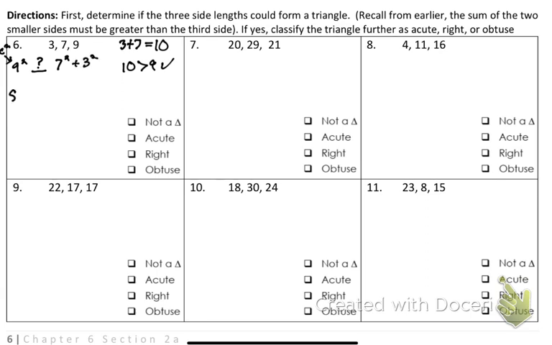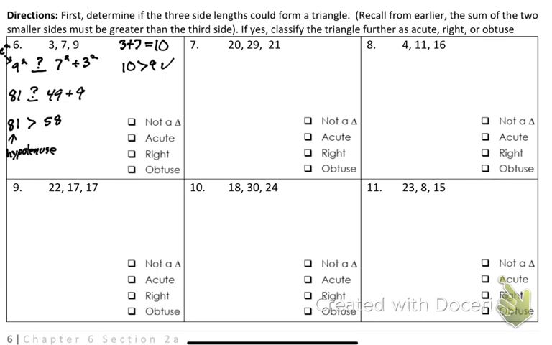Well, 9 squared is 81. I still don't know what it is compared to these. 7 squared is 49. 3 squared is 9. Is 81 equal to 58? No, it's bigger. And remember, this was our potential hypotenuse. Yeah, our potential hypotenuse is too big.